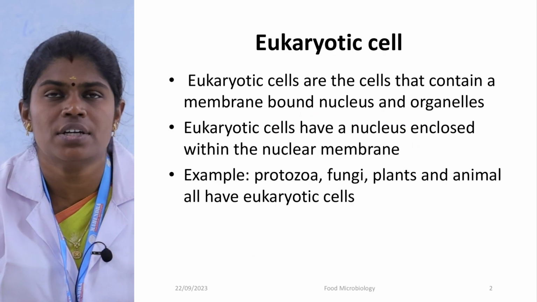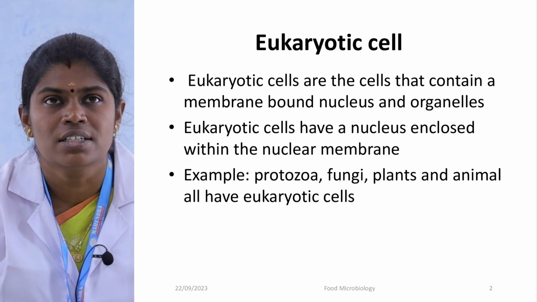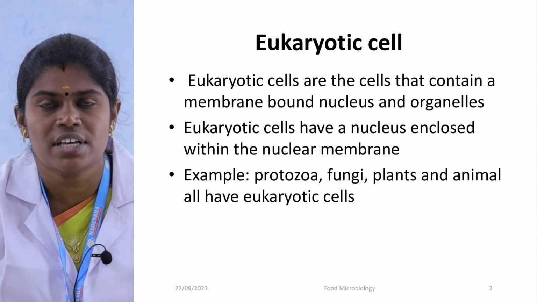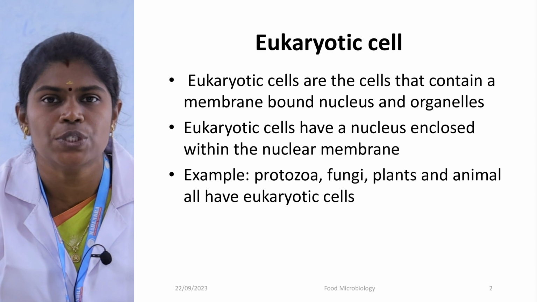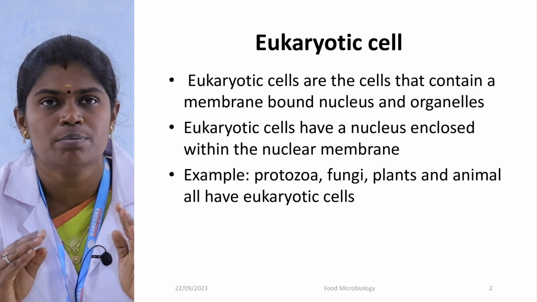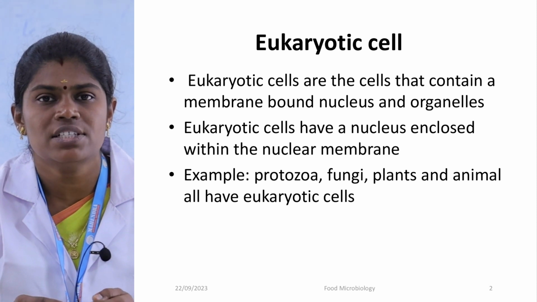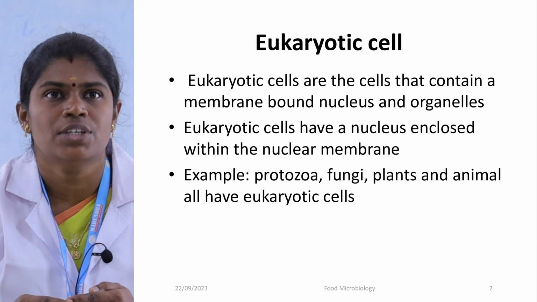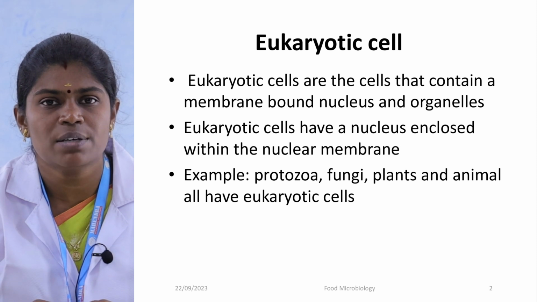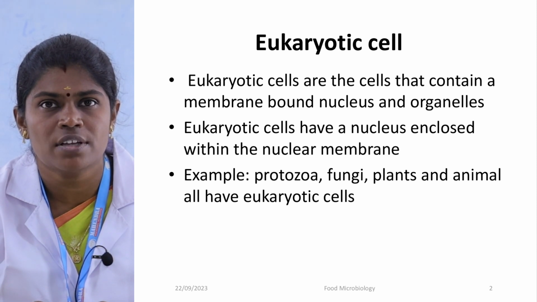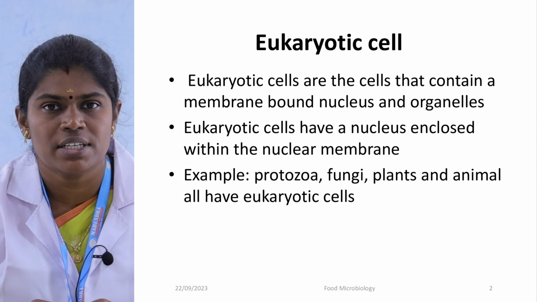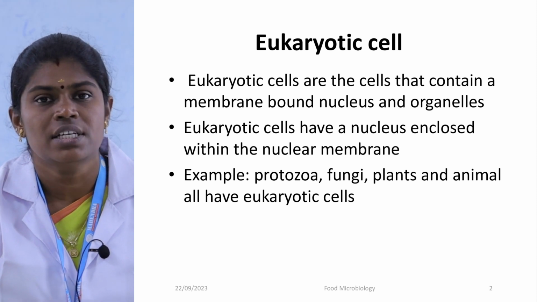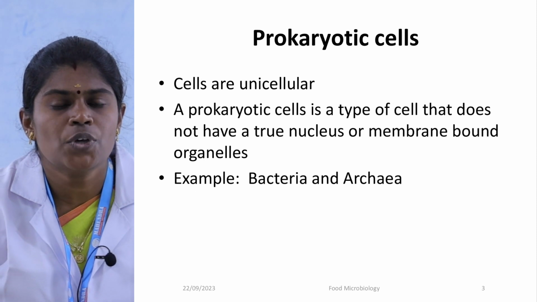And then eukaryotic cells. This is the main thing. From the word itself we can know: eu in the sense it has true cells, a true nucleus, which is bounded by a membrane. Each and every organelle is bounded by a membrane, that is eukaryotic cells. Examples are protozoa, fungi, plants and animals. It may be single or multi-cellular. That is eukaryotic cell.